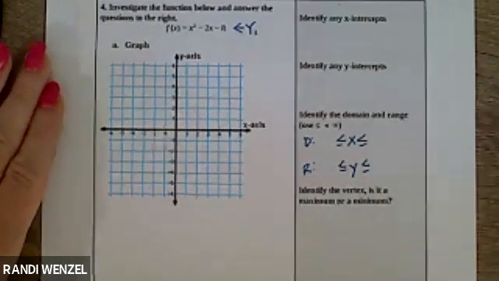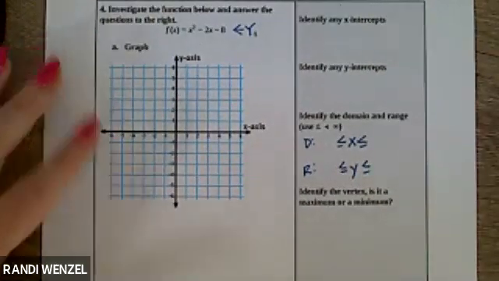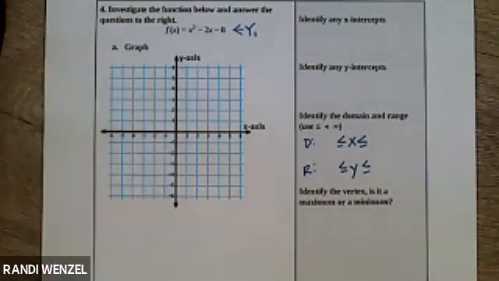So what I'd like you to do right now is pause this and attempt to graph this and answer all of these questions. When you think you've got it, we can come back and go over it.